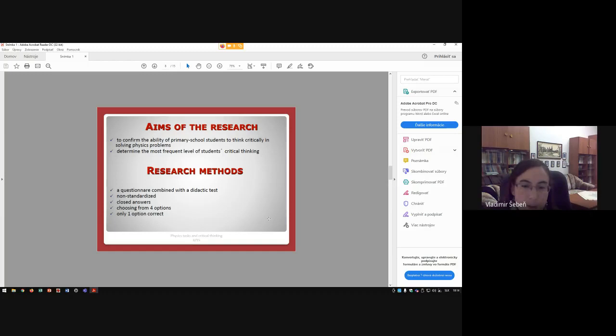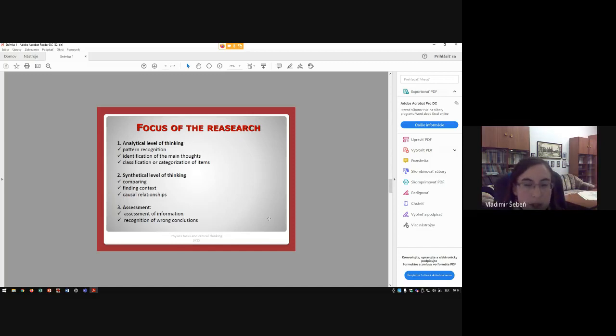We used a research method of a questionnaire which was combined with a didactic test. Both of them were non-standardized. They had closed answers, which means that students had to choose only one option from the 4 possible. In this research, in the part of the questionnaire, we focused on the analytical level of thinking, then the synthetical level, and finally assessment. Each of these levels includes specific skills that students should be able to show.